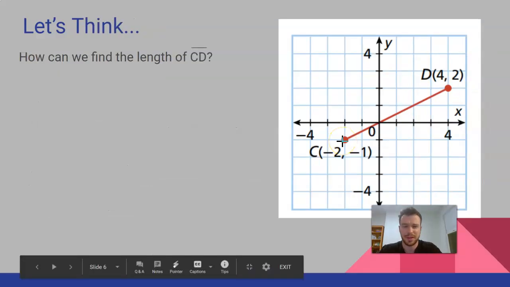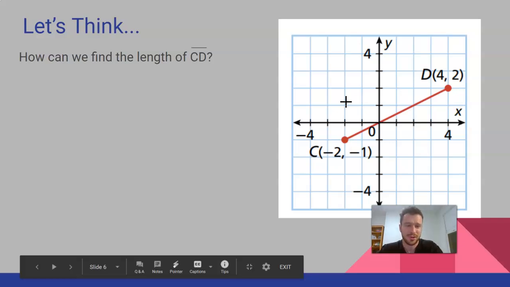So now let's think for a second. How can we find the length of CD? We want to find how long it is. But it's not vertical, straight up and down, and it's not horizontal, going left to right, to where we can easily count the units to see how long that segment is.